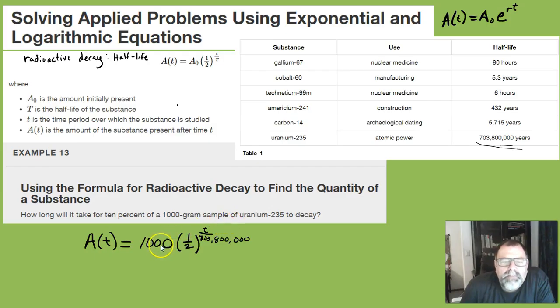Okay, and we want to know how long will it take for 10% of the gram sample to decay? So 10% of that to decay, that means we're going to be left with 900 grams, right? If you do 10% of that, it'd be 100, and then subtract it. So we'd be left with 900. So if 10% decays, you got 90% left. Maybe that makes more sense to you.